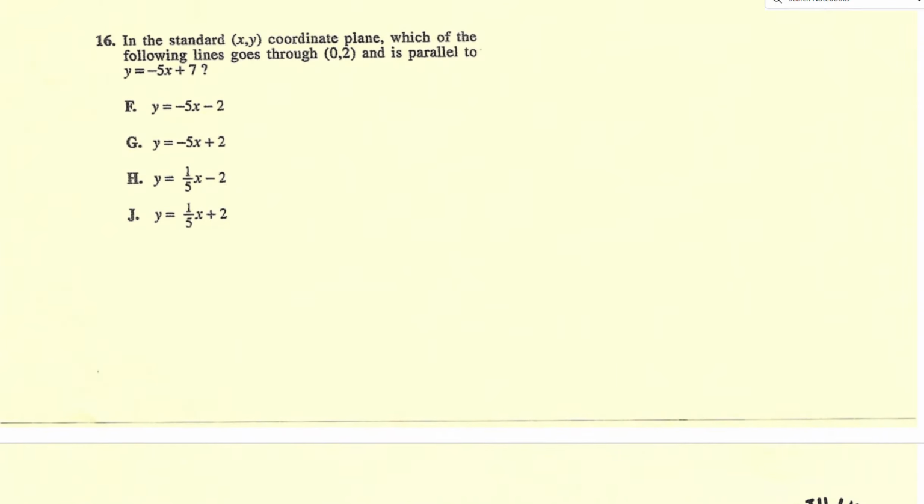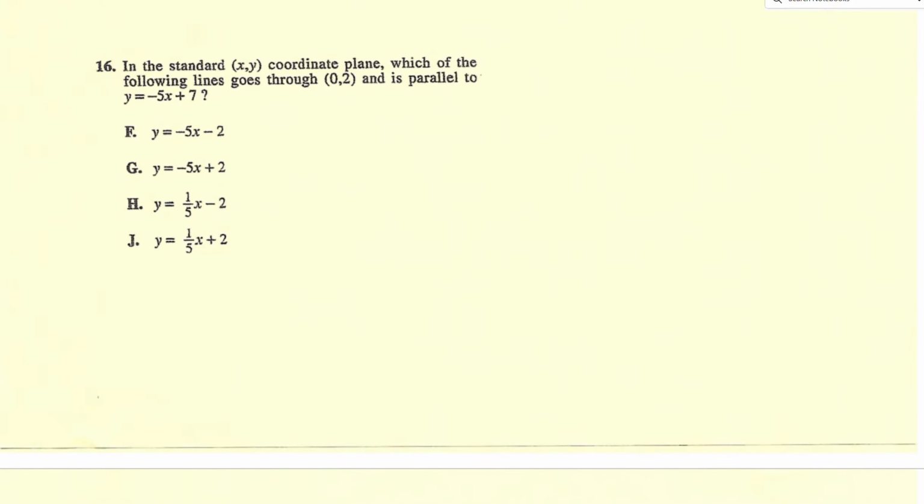Number 16. Again, it says which of the following lines goes through this point and is parallel. So that means we're going to be the same. This line is already in the correct form, so I can tell that his slope is negative 5. So my slope has to be the same as negative 5, which means it's not H or J. So if anything else, I've got it down to a 50-50 guess.